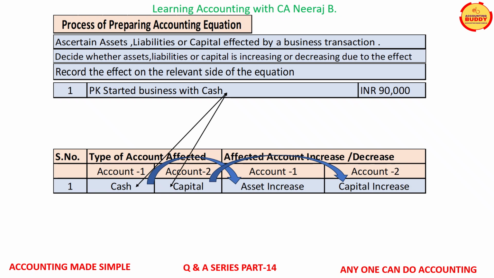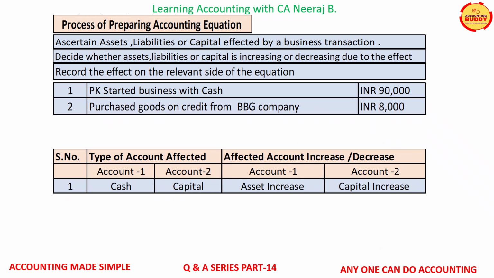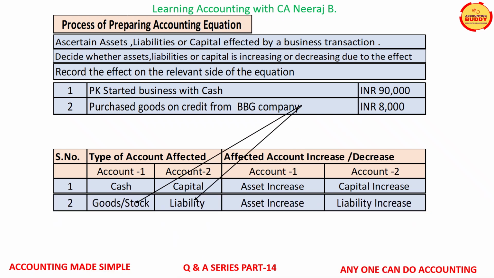Now let us take the second business transaction. PK purchased goods worth INR 8,000 from BBC company on credit. In this business transaction, the two accounts which will be affected are stock and the second account is liability. The second account in this case is liability because the goods are purchased on credit. As a result of this credit purchase of goods, stock, which is a current asset, will increase, and the BBC company will become a creditor and therefore the liability will also increase.